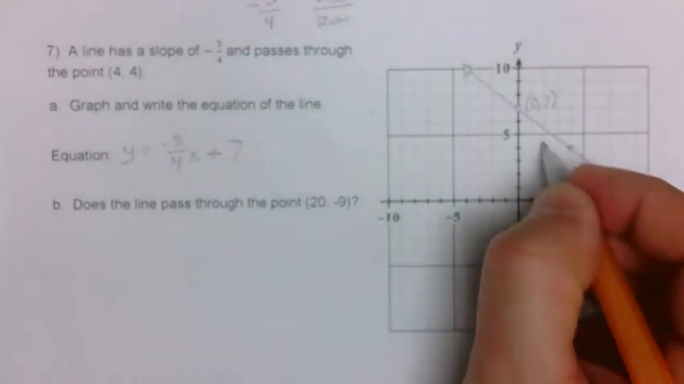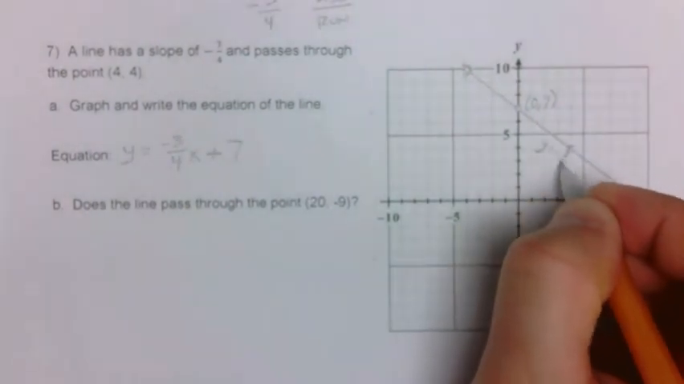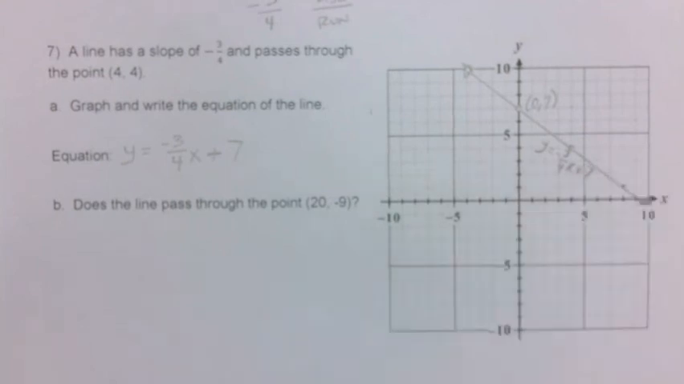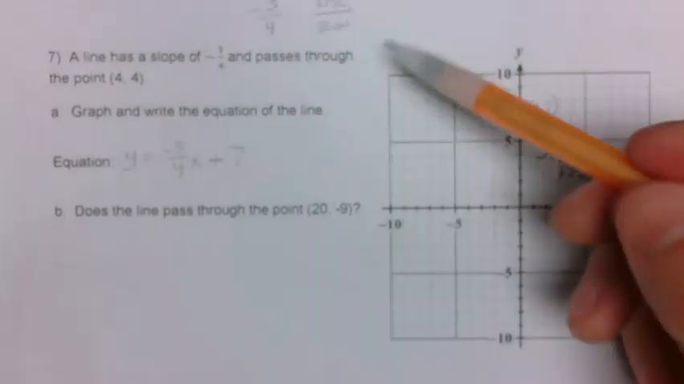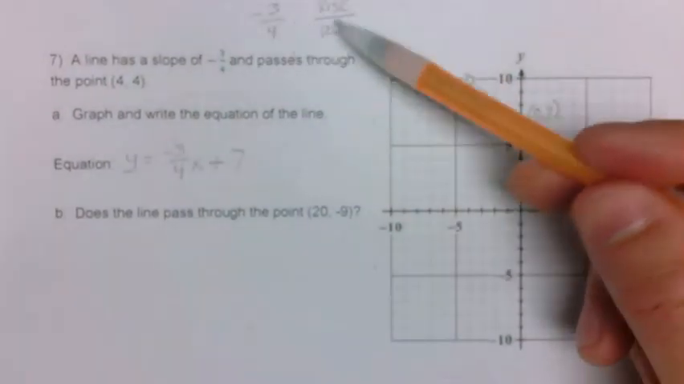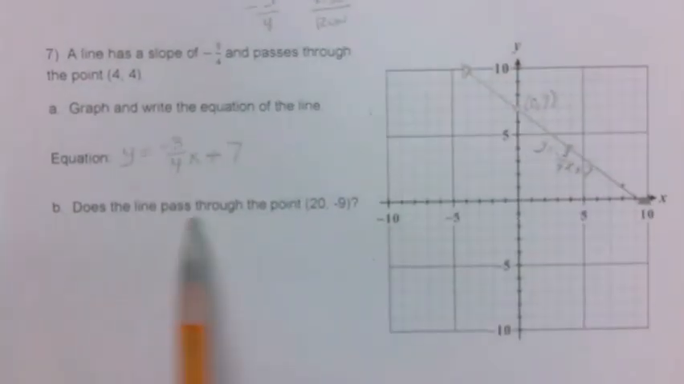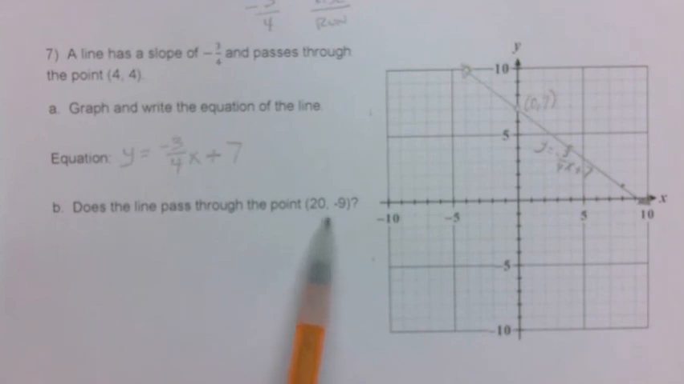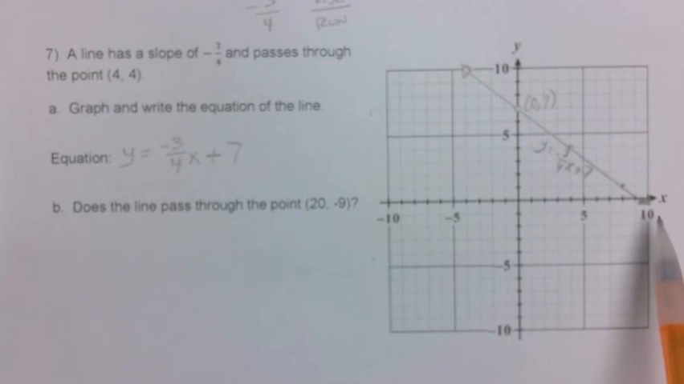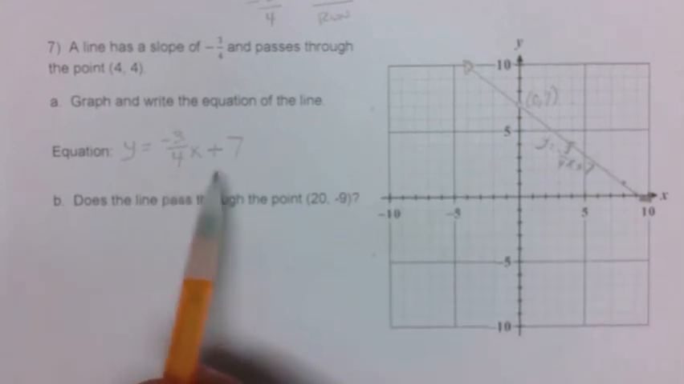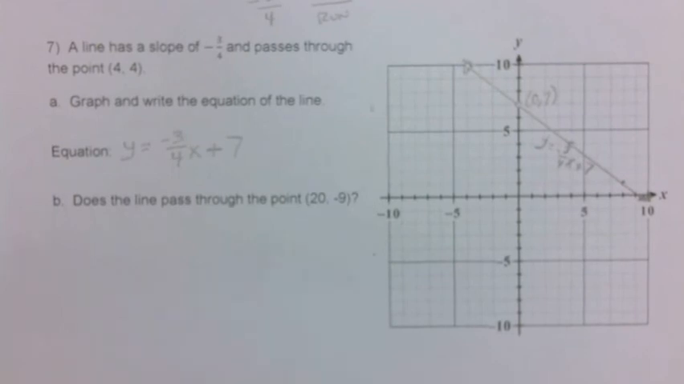So let's go ahead and label that. Y equals -3/4 x plus 7. Okay, always remember that the slope tells you how to move from point to point, the rise over the run. Now, they want to know, does this line pass through the point 20, -9? Well, I only go up to 10 here on my x-axis and not up to 20, so that's not going to show up on this graph. But I can use this equation to figure out if it will pass through this point.